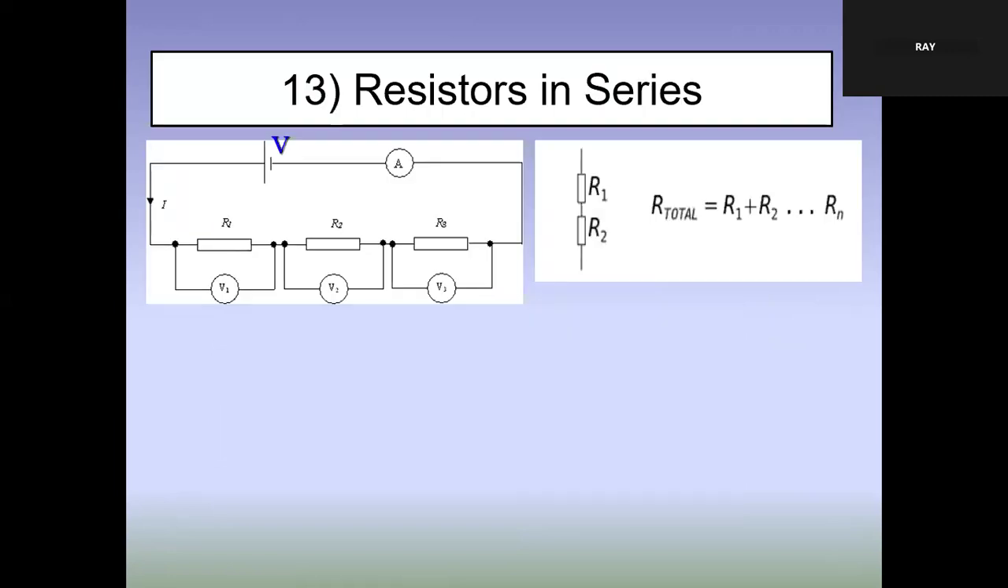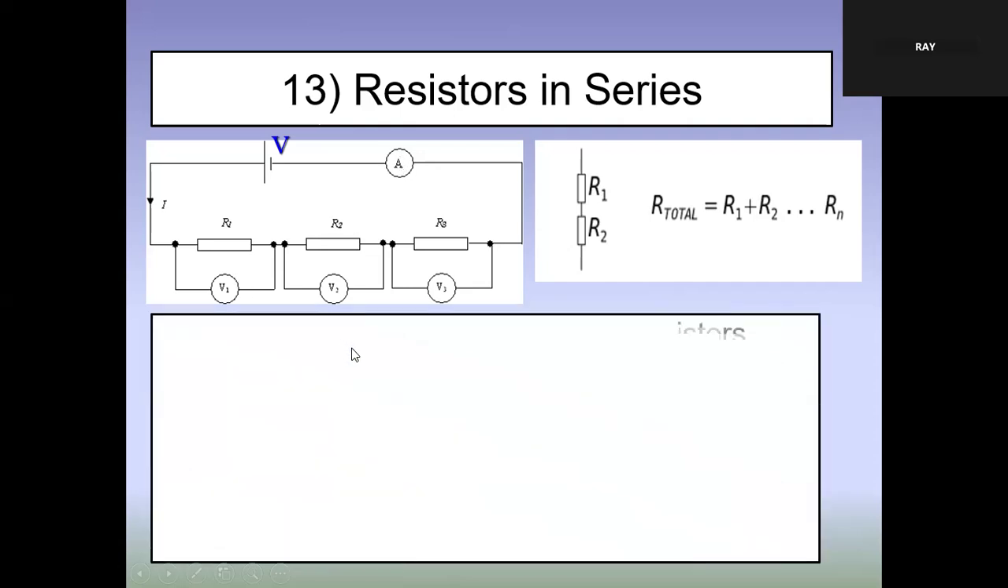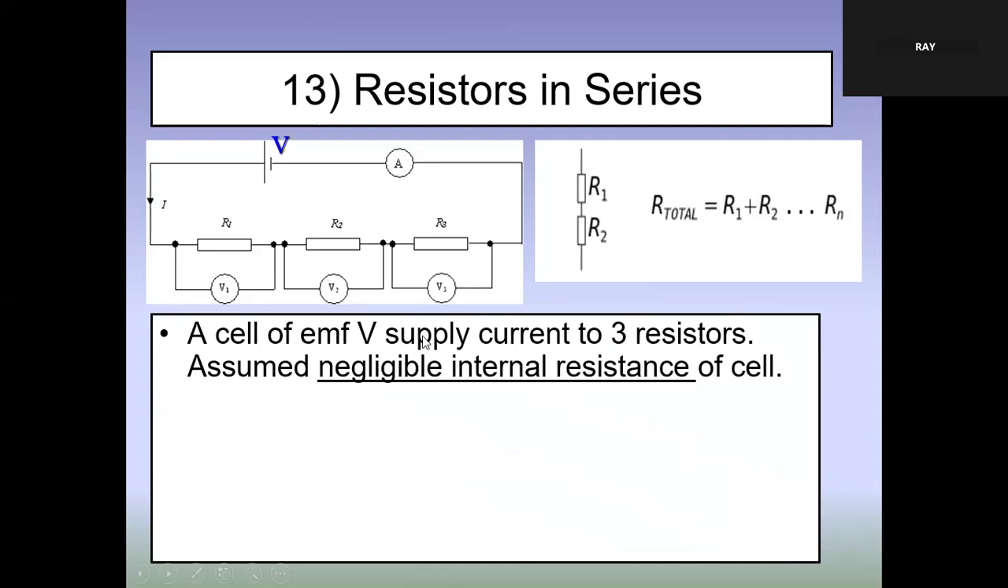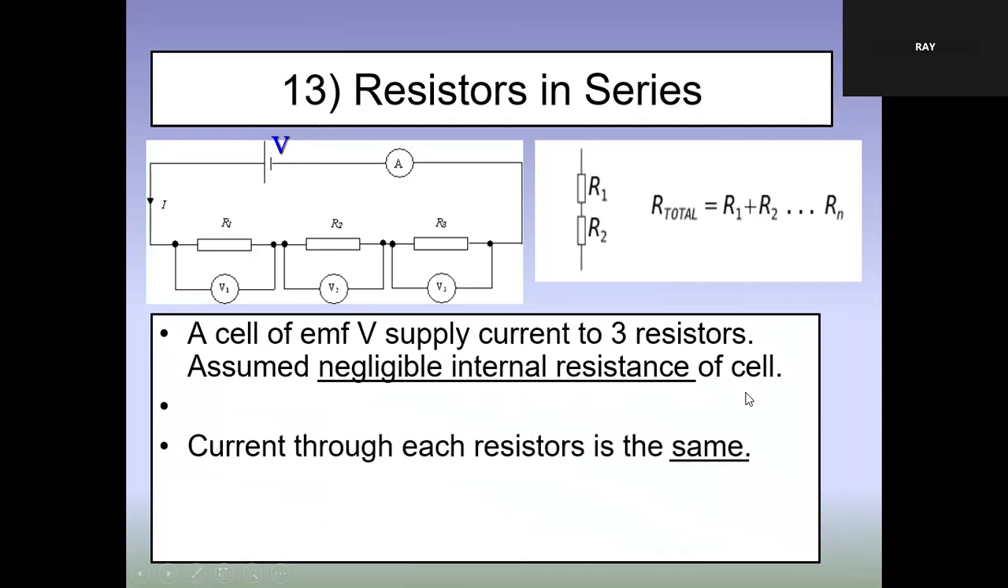Okay, let's go to derive resistors in series. Their equation, R total is R1 plus R2 plus R3. We're interested in 3 resistors in series. There's the voltage source, there's the ammeter, there's the voltmeter. We assume the ammeter has no resistance, ideal ammeter, ideal voltmeter. A cell of EMF supplies current to 3 resistors. That cell has no internal resistance. Assume negligible internal resistance of the cell. Current through each resistor is the same. That's a key to remember. Series, the current through R1, R2, R3 is the same.